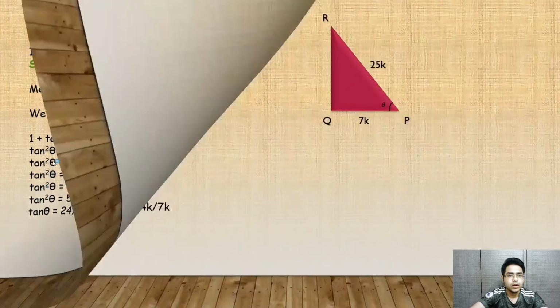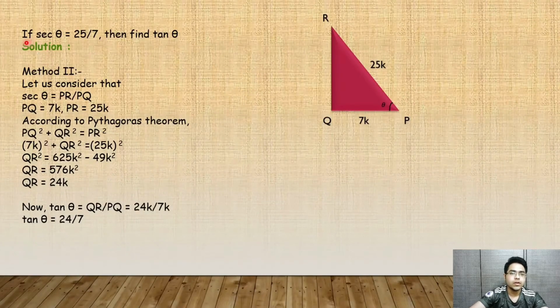So moving ahead, we know that alternate method by using triangle. So we have done here the same. If sec theta is equal to 25 by 7, then find the value of tan theta. This is the previous sum, but with the alternate method using triangle method. So the solution will be there.